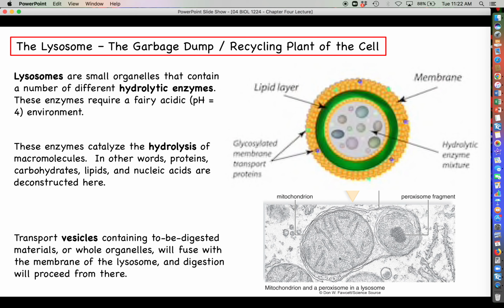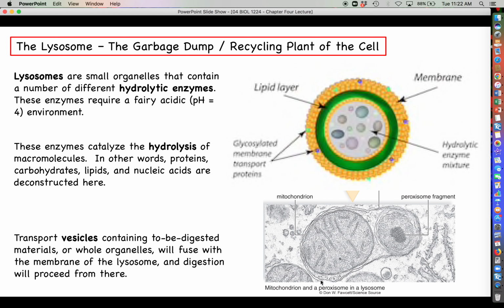place to do it. Oftentimes what you'll see inside of a cell is that transport vesicles that contain molecules that need to be digested like this, or maybe even much larger materials like whole organelles, can fuse with the lysosome and introduce the molecules or materials that need to be destroyed to those digestive enzymes, and then the breakdown can proceed from there.